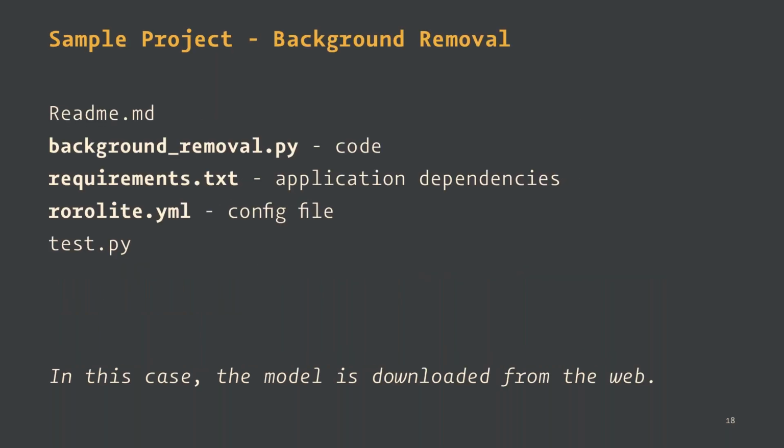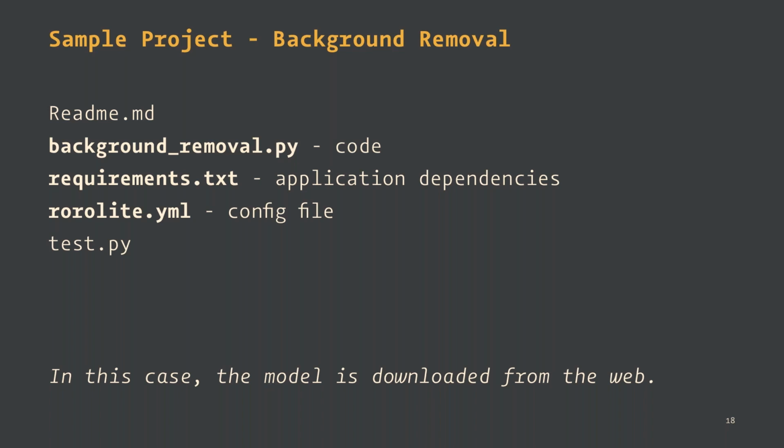Let's look at a sample project and how it looks. I have a project called background removal, the one we're going to use in the demo as well. It has all these files. There's a background_removal.py, which is the actual code for doing background removal. And then there's a requirements.txt. These are the application dependencies. The application may need special libraries to be used, and those are specified in requirements.txt.